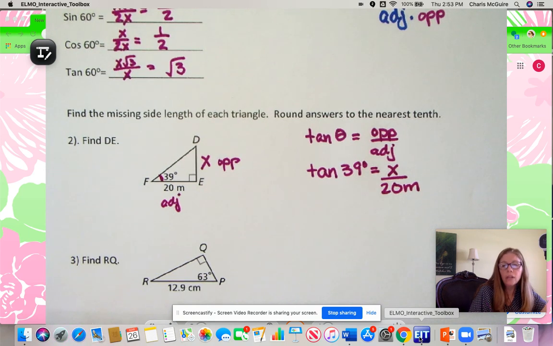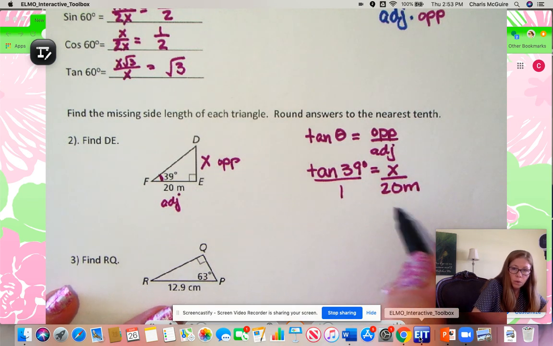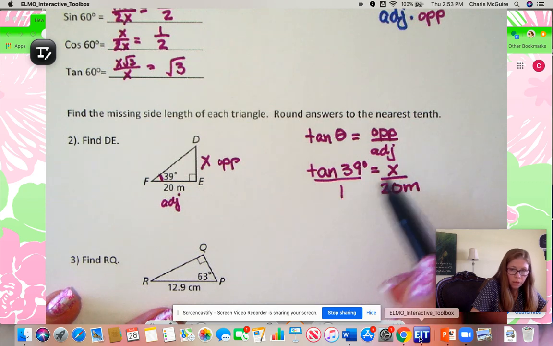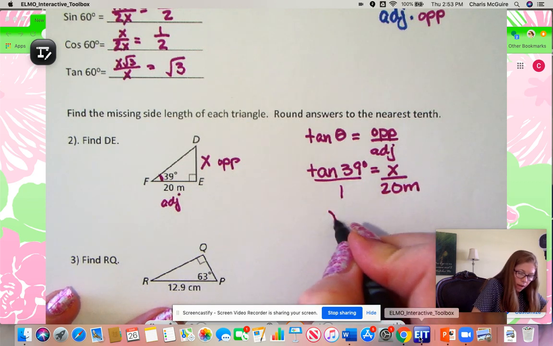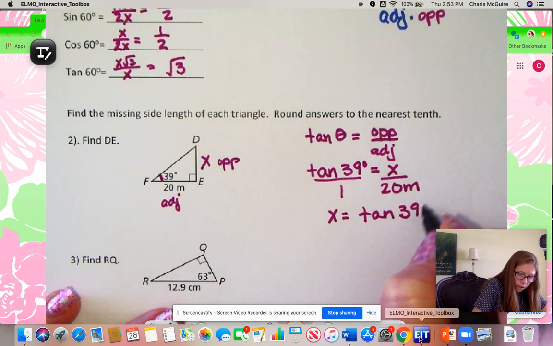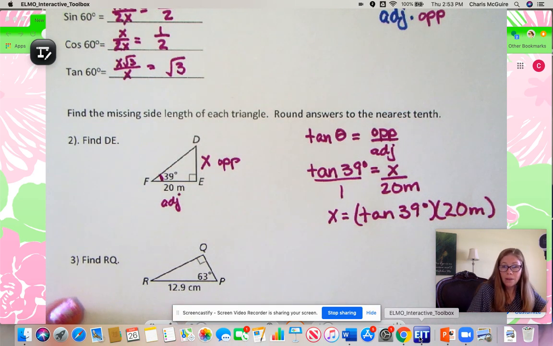All right, now when you look at this, I hope you're looking at it like a proportion. Because the easiest way to solve this, like you could multiply by 20 meters on both sides, or you can just put a 1 underneath here and do cross products. These are the easiest because you have 1 times x, right? 1 times x is just x. So you have tangent of 39 degrees times your 20 meters. And so now it's calculator time.